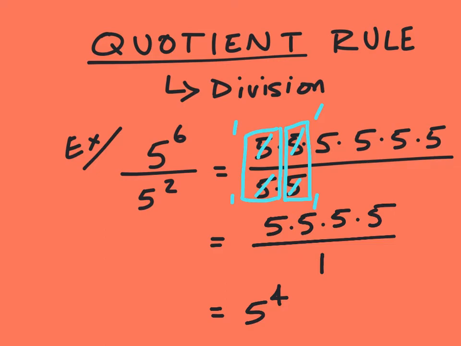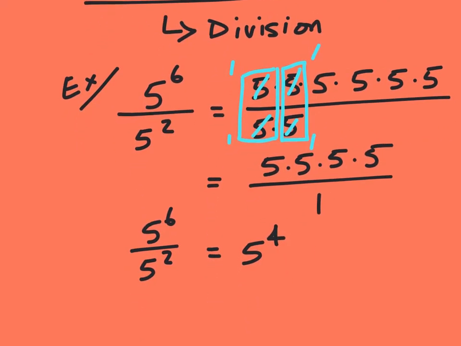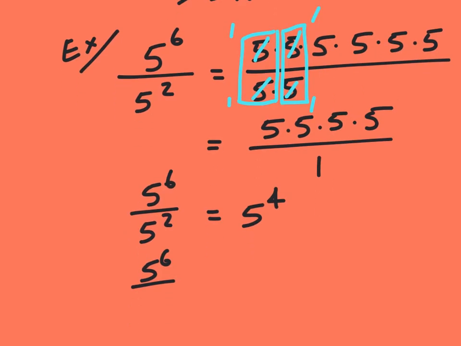And so let's think about what we've got going on here. 5 to the 6th divided by 5 squared gives us 5 to the 4th. What do I have to do with the exponents, 6 and 2, to get 4? And the answer to that question is that you subtract. So if I had 5 to the 6th over 5 squared, I would write that as 5 to the 6 minus 2 power, which gives us 5 to the 4th. And that's the idea on that.